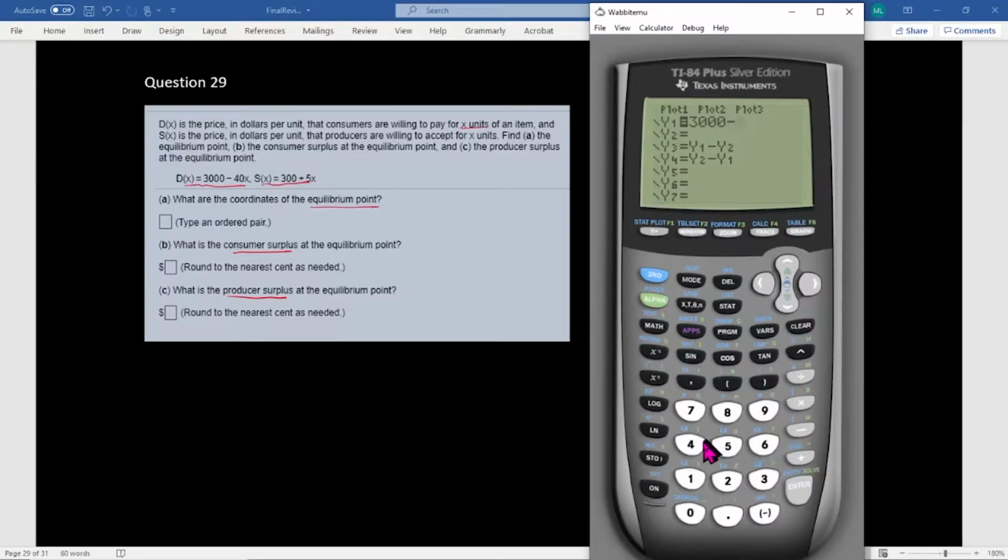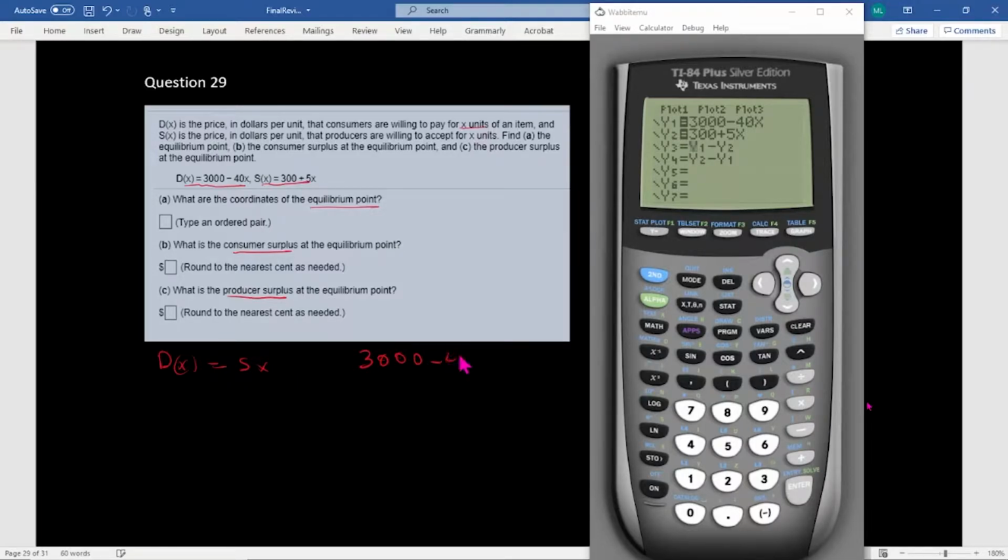3000 minus 40x. That's one function. The other function, 300 plus 5x. You could actually do the integration here as well. So what we're doing is we're setting d of x equal to s of x. So you could do it manually.